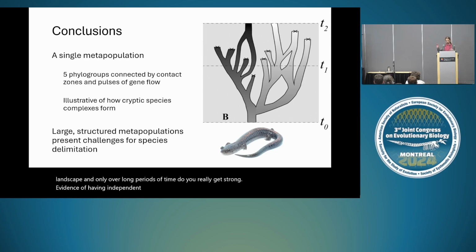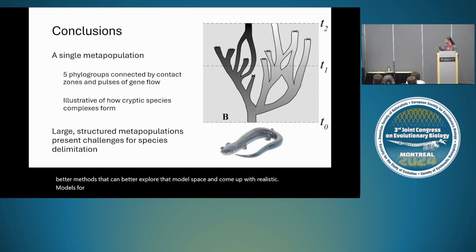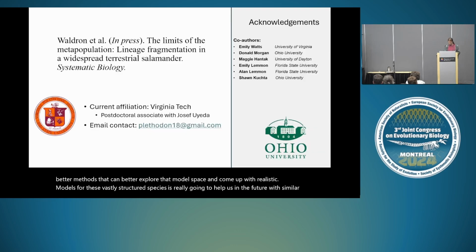And finally, these large structured metapopulations also present challenges for species delimitation. In an ideal world, I would be able to model the demographic history for all 5 groups or some of the substructure within those groups, getting at independent population sizes, changes in population size through time, different rates of gene flow, but the model space becomes huge for these kinds of problems. So getting better methods that can better explore that model space and come up with realistic demographic models for these vastly structured species is really going to help us in the future with similar groups.